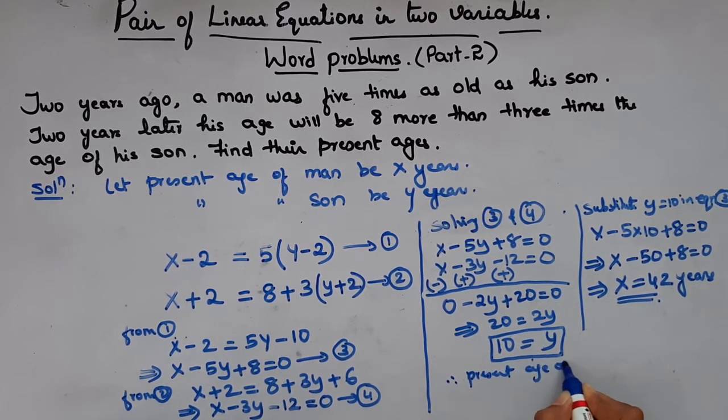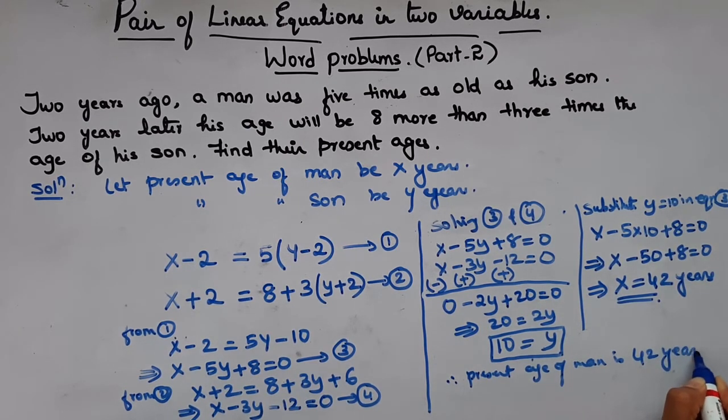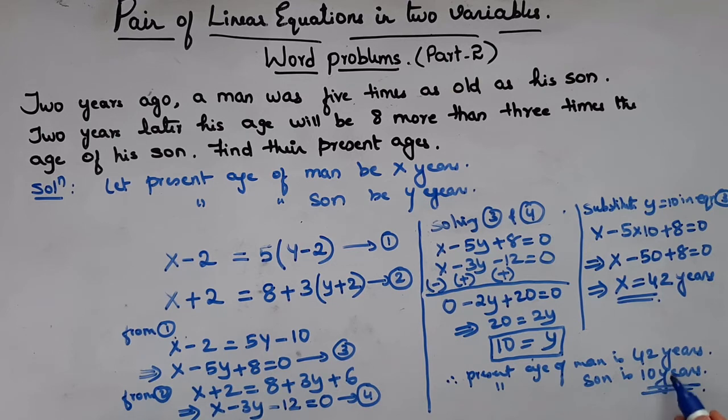So therefore, the present age of the man is 42 years and the present age of the son is 10 years. So here years is important. Make sure you write years.